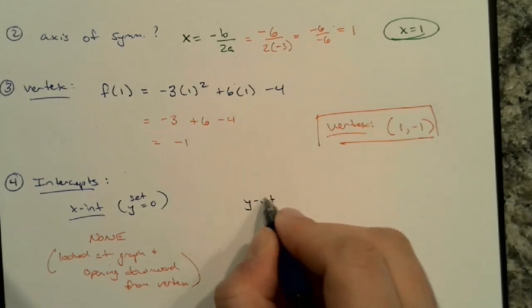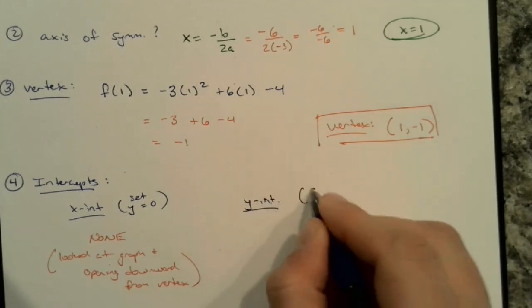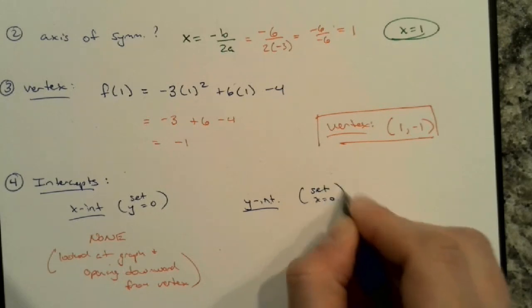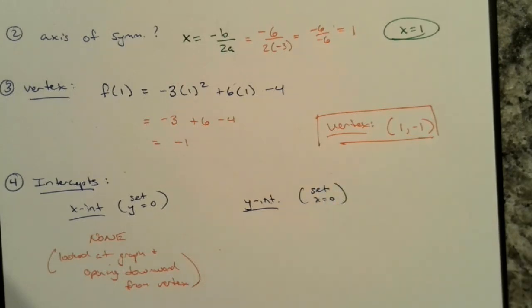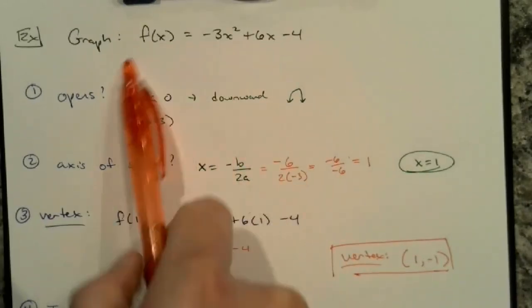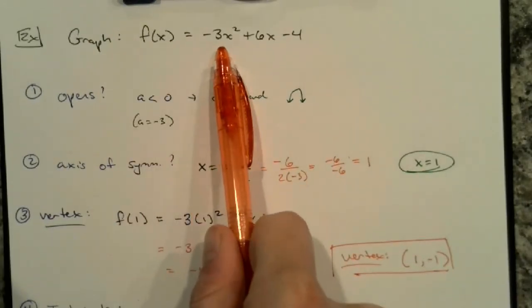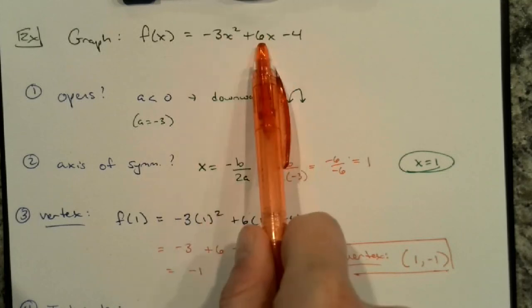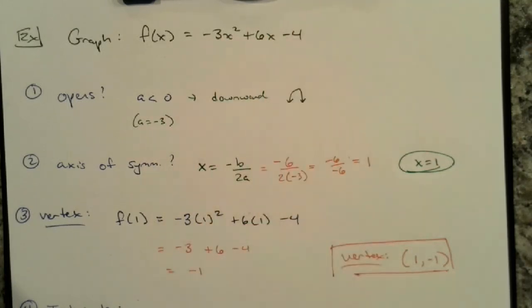For the y-intercept, remember you set x equal to 0. In our case, setting x equal to 0 makes f of 0 equal to negative 3 times 0 squared, which is 0, plus 6 times 0, which is 0, leaving negative 4. So you end up with y equals negative 4. I'll show it just so you see it. It's y equals negative 3 times 0 squared plus 6 times 0 minus 4. So you end up with y equals negative 4.